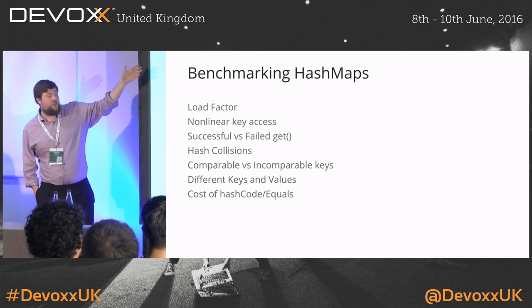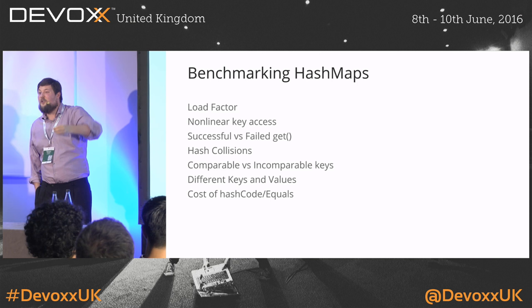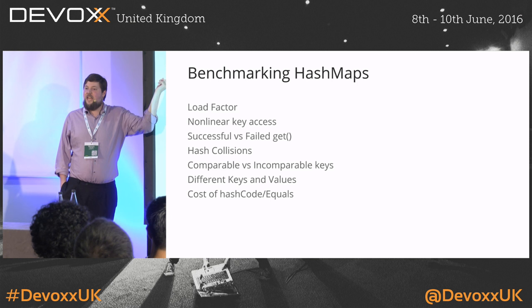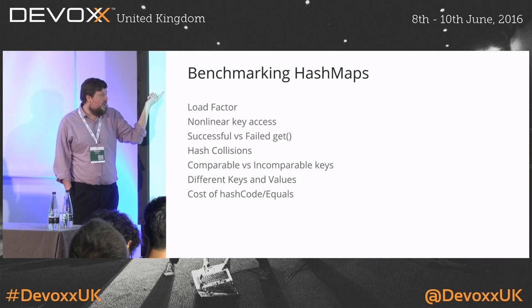Some benchmarks try and just linearly access keys. So they look at things like 1, 2, 3, 4, 5, 6 in order, and they can get surprisingly predictable access patterns that are unrealistic for a real-world application. What if your get method fails? For some of these HashMap implementations, I noted that the failure case is about twice as slow as the successful case. How about your collision rates?